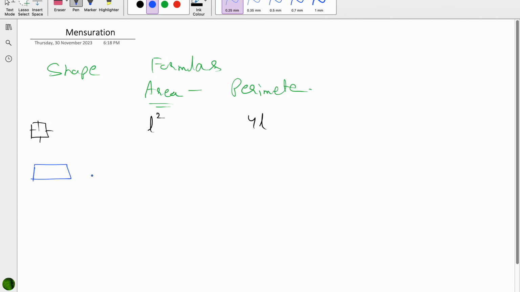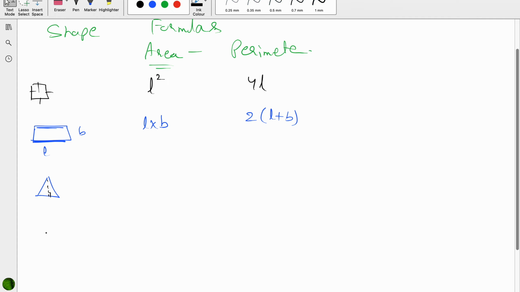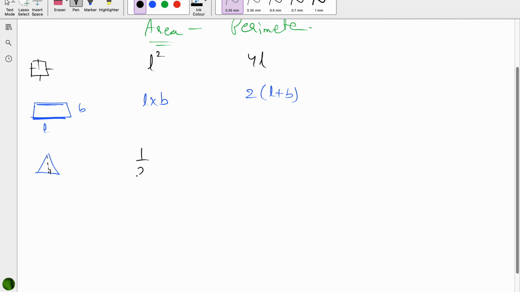If we talk about this shape, that's a rectangle, and the area is length into breadth, and perimeter is adding all four sides, 2 times length plus 2 times breadth, or 2 times (length plus breadth). If we talk about a triangle and this side is perpendicular with the base, area is 1/2 times base times this perpendicular height, and perimeter is the sum of all three sides. Let me call them A, B and C.